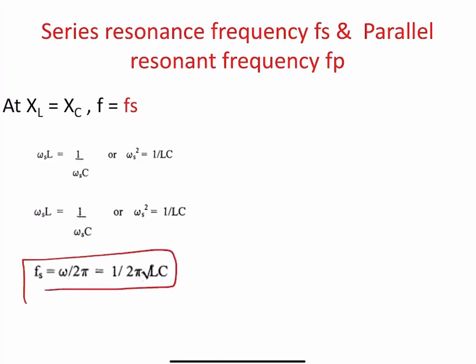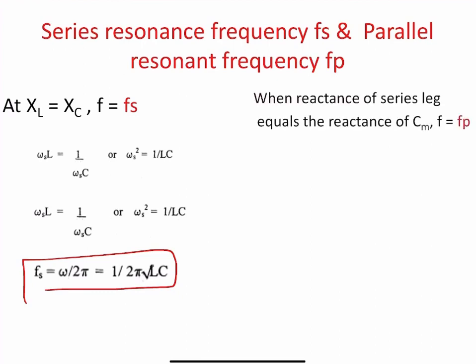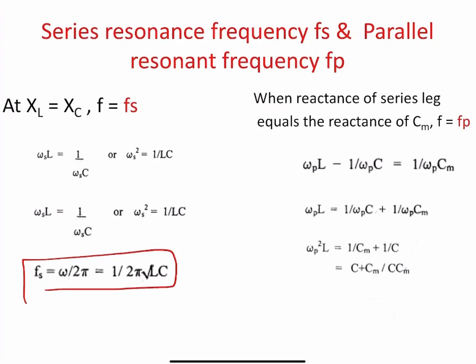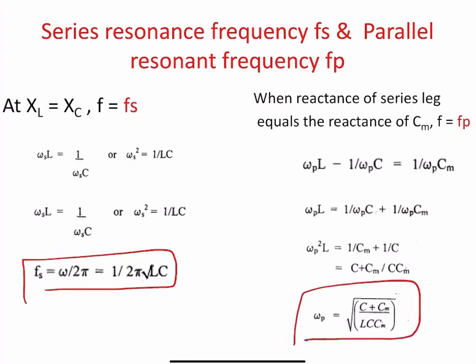Now come to the parallel resonant frequency. Parallel resonant frequency occurs when the reactance of the series leg equals the reactance of Cm. Put the value of series reactance and reactance of Cm. Omega P L minus 1 by omega P C is equal to 1 by omega P Cm. When you solve this equation, you will get omega P as the square root of (C plus Cm) divided by L C Cm. This is the parallel resonant frequency.